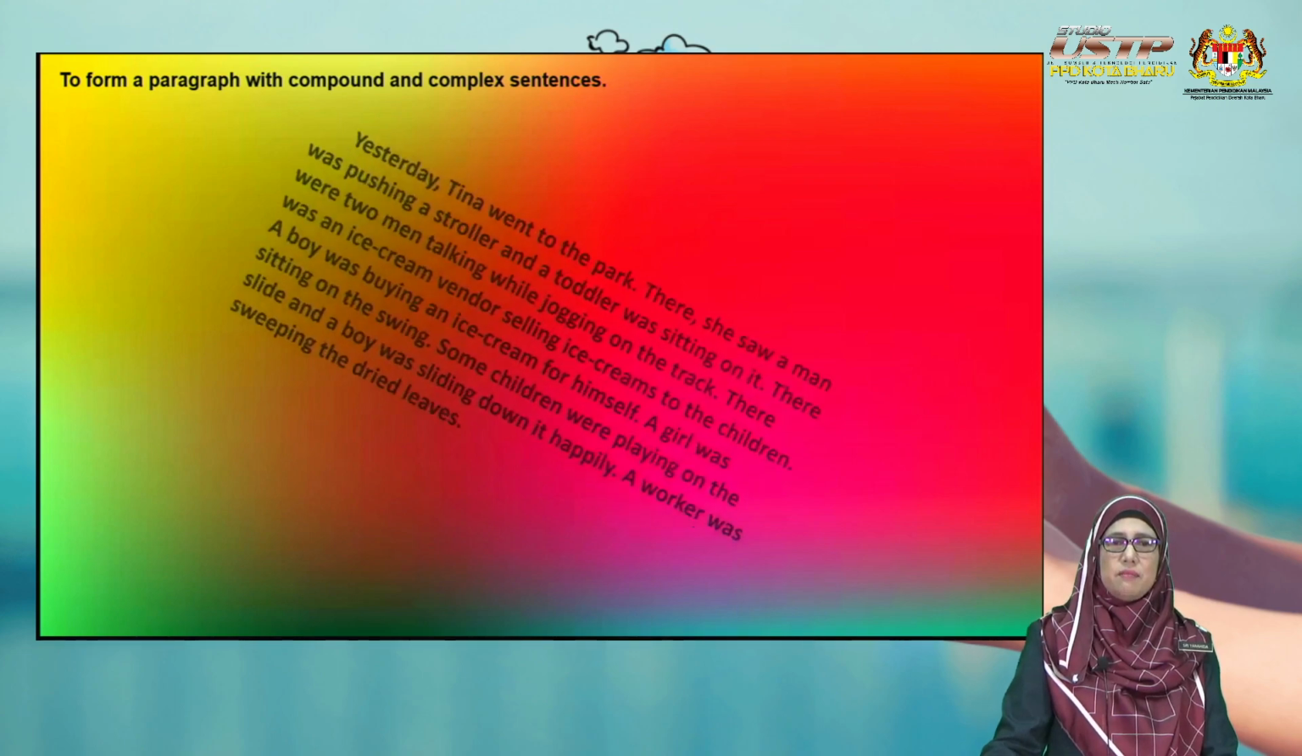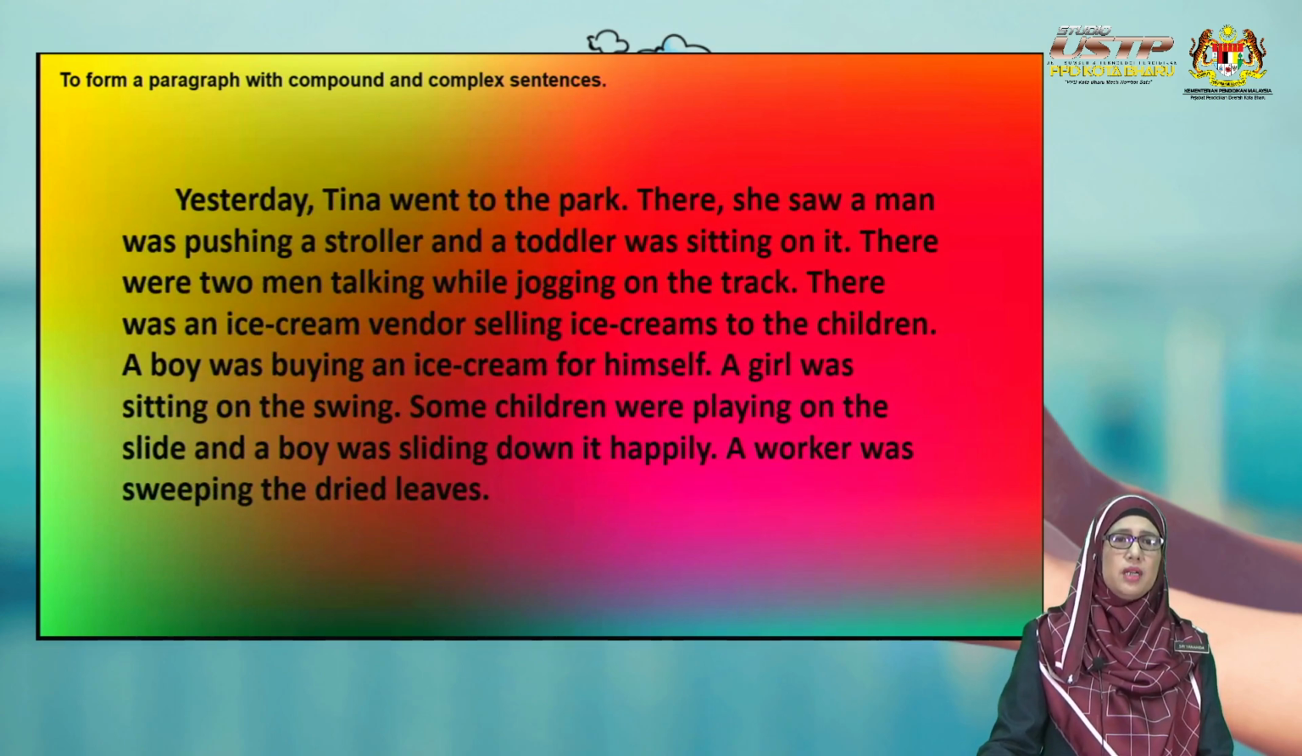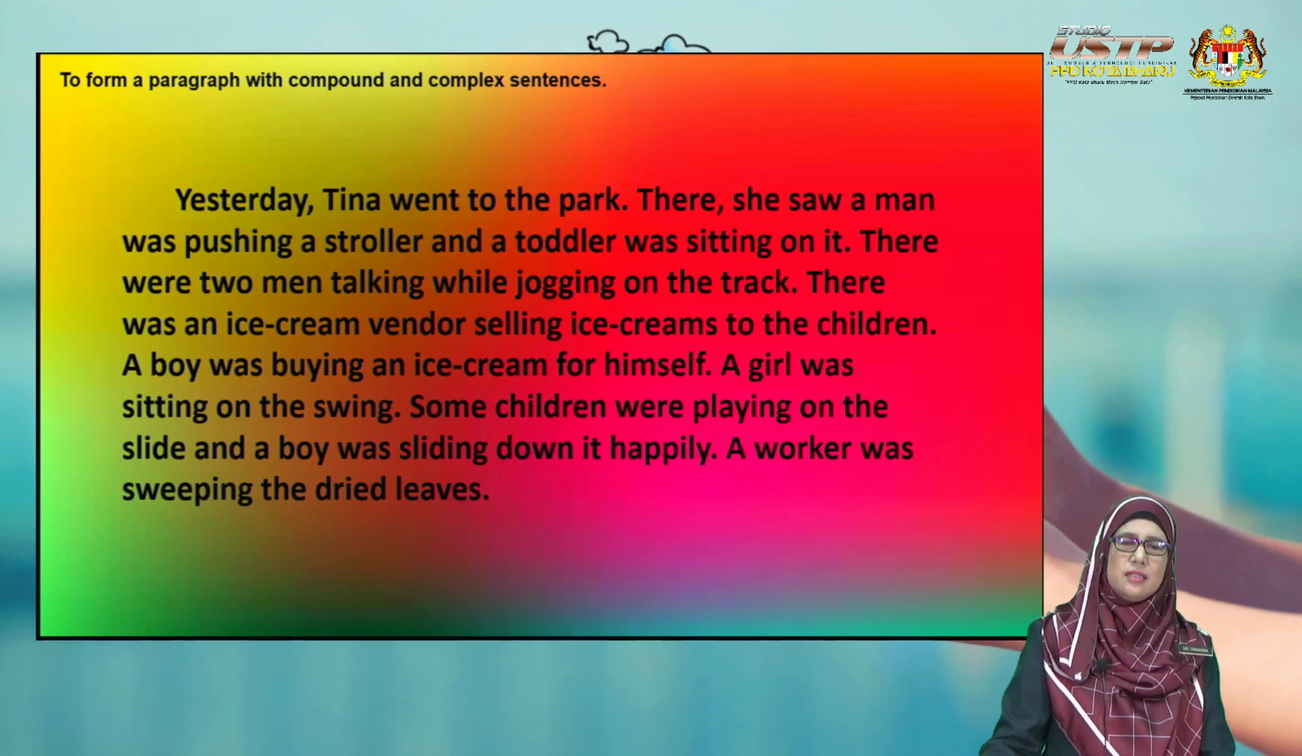This is a sample where the pupils form a paragraph with compound and complex sentences. Yesterday, Tina went to the park. There, she saw a man was pushing a stroller and a toddler was sitting on it. There were two men talking while jogging on the track. There was an ice cream vendor selling ice creams to the children.